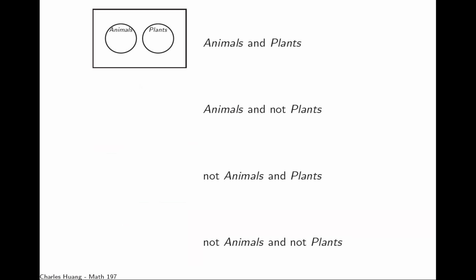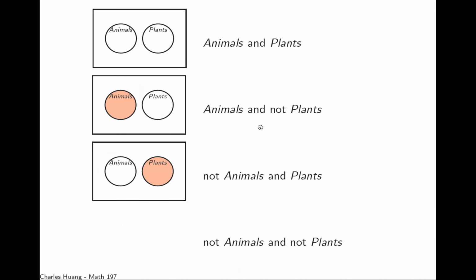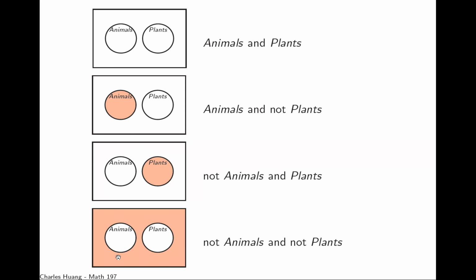For the disjointed set, something like animals and plants, I can't have anything that's both an animal and a plant. We wouldn't be able to find it in the Venn diagram. But we can find animals in the animal circle. We can find plants in the plant circle, right? Plants and not animals. Or we can find something that's neither, so they will be outside of both.